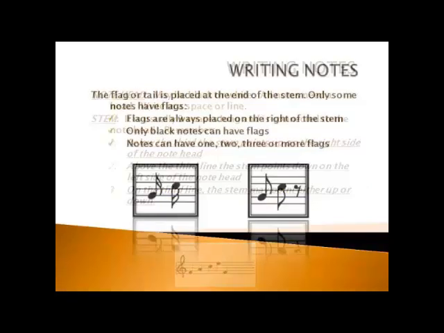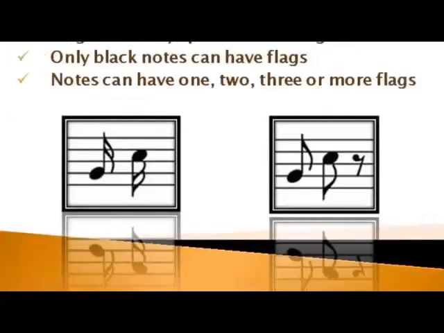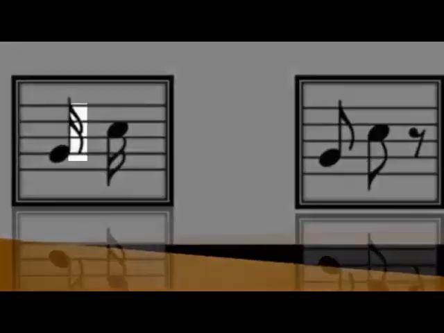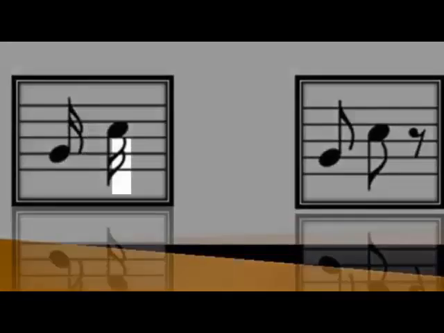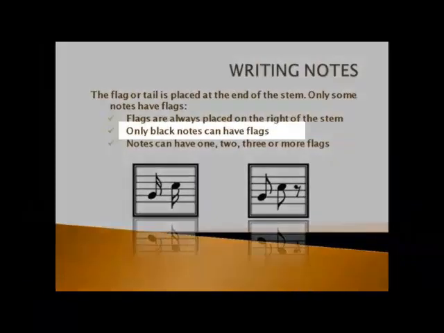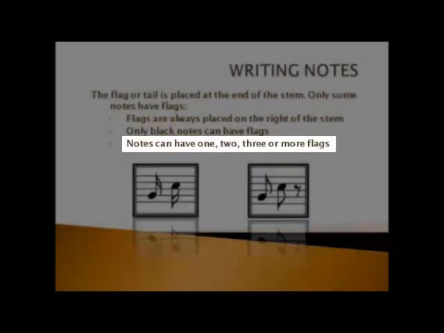A flag or a tail is used when we have 8th notes or 16th notes, 32nd notes, any note that's of shorter value than a quarter note. The flag is always on the right-hand side of the stem. It doesn't matter if the stem is going up or if the stem is going down. The flag is always on the right-hand side of the stem. Only black notes can have flags.